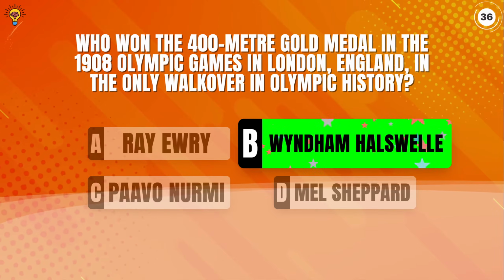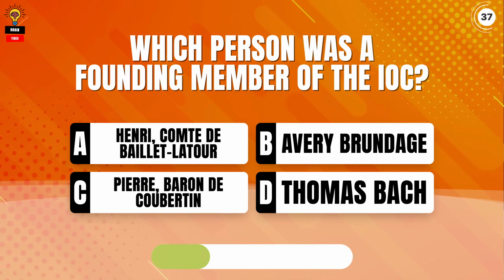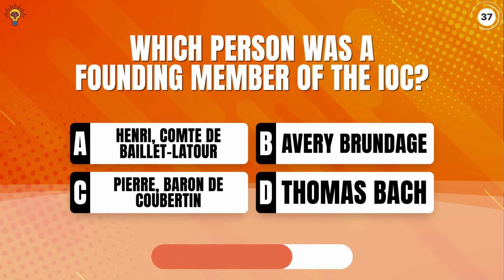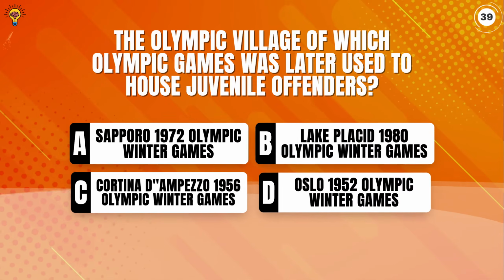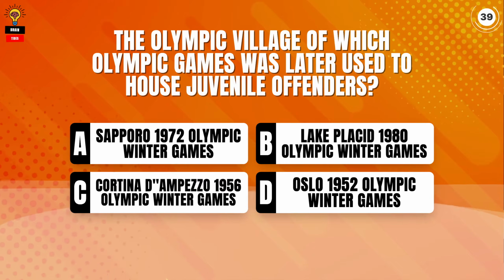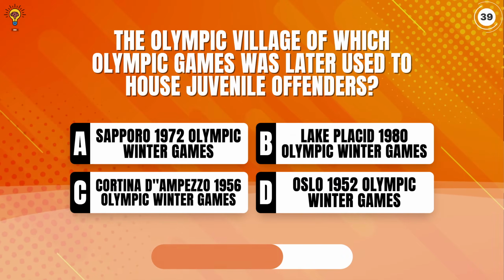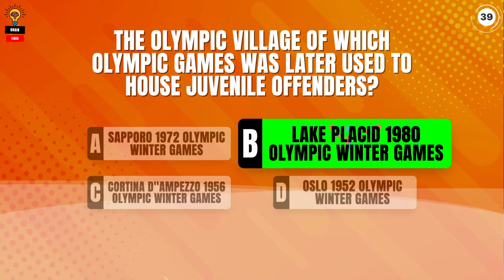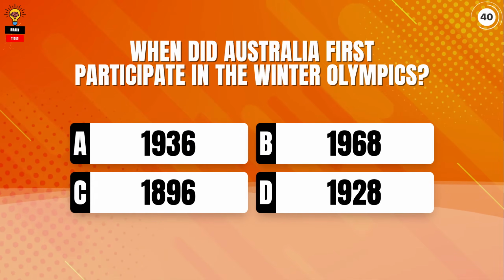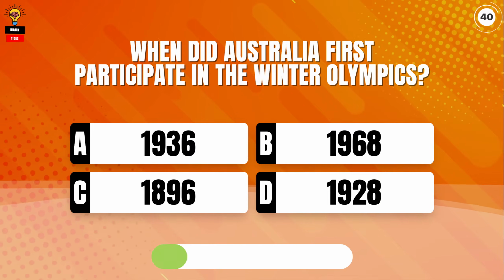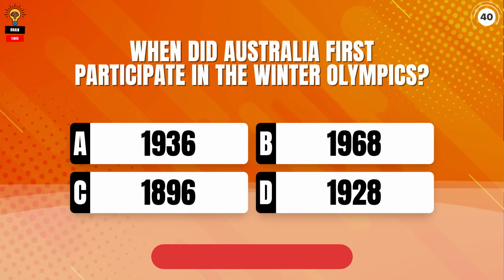Windham Halswelle. Which person was a founding member of the IOC? Pierre Baron de Coubertin. The Olympic village of which Olympic Games was later used to house juvenile offenders? Lake Placid 1980 Olympic Winter Games. When did Australia first participate in the Winter Olympics? (1936).